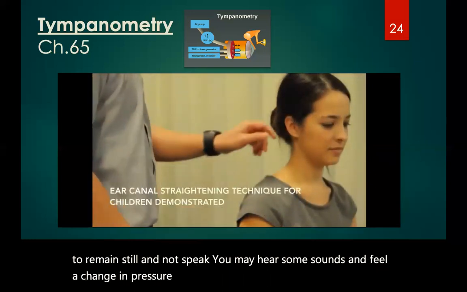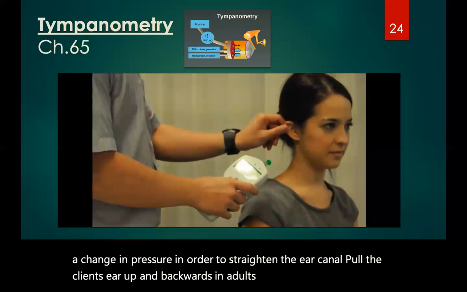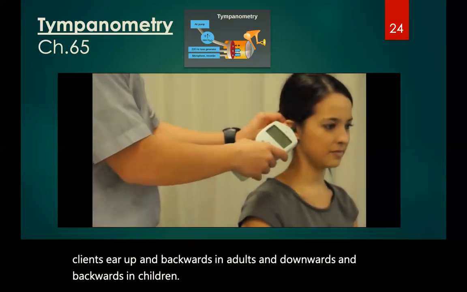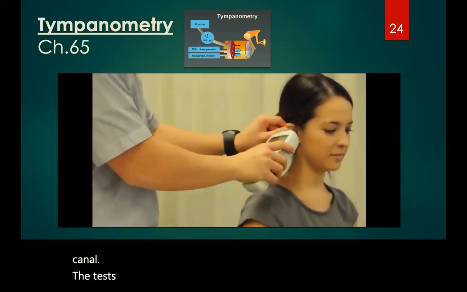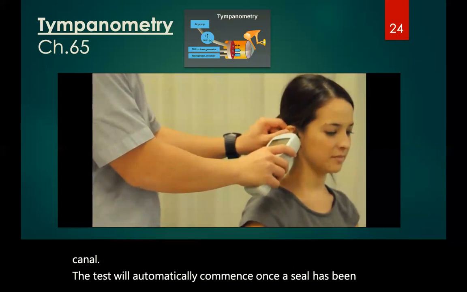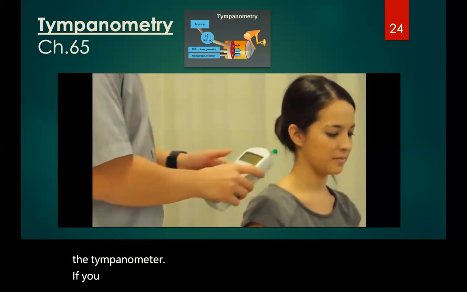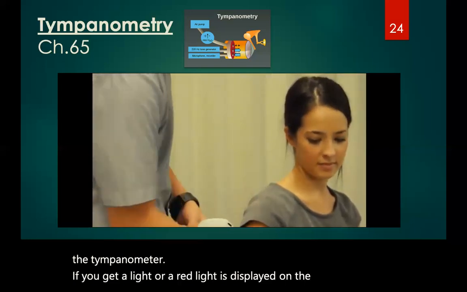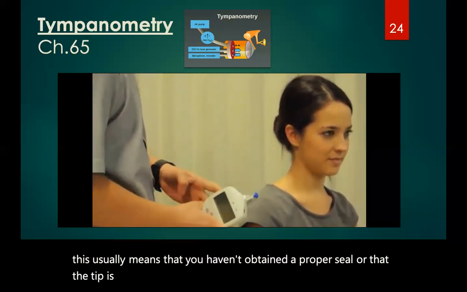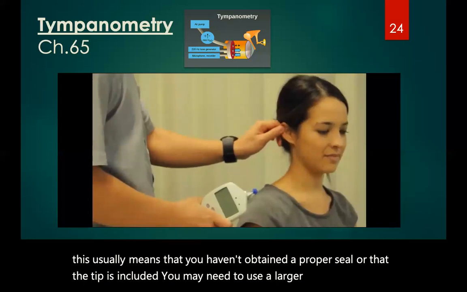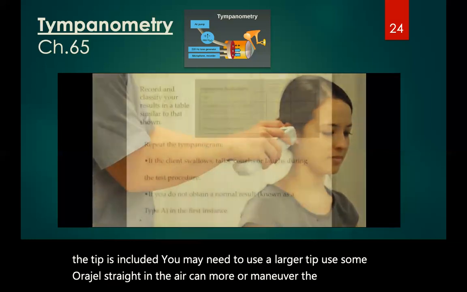In order to straighten the ear canal, pull the client's ear up and backwards in adults and downwards and backwards in children. Establish a seal by placing the tympanometry tip into the ear canal. The test will automatically commence once a seal has been obtained, and this is usually indicated by a green light appearing on the tympanometer. If a yellow light or a red light is displayed on the tympanometer, this usually means that you haven't obtained a proper seal or that the tip is occluded. You may need to use a larger tip, use some Oragel, straighten the ear canal more, or maneuver the probe a little deeper into the ear canal.